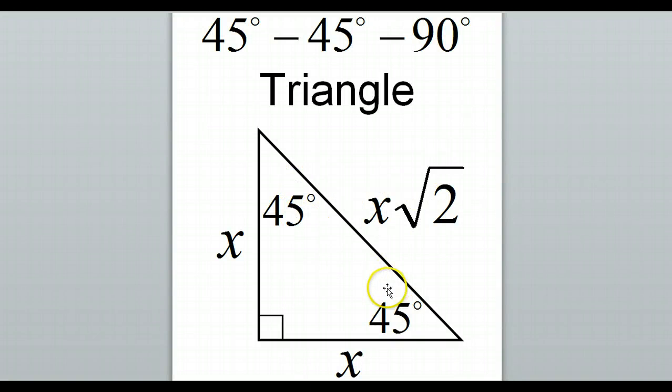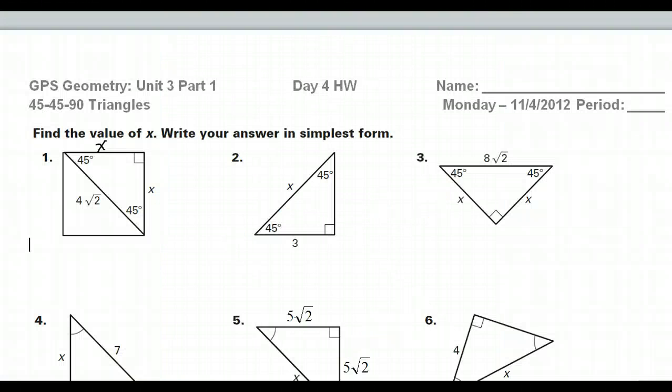So it works sort of like a formula, so keep this in your head. In fact, this image will be given to you on the formula sheet. So you don't even have to really memorize this because it will be given to you, but you need to understand what this means. Okay, so leg radical 2, x radical 2 on the hypotenuse.